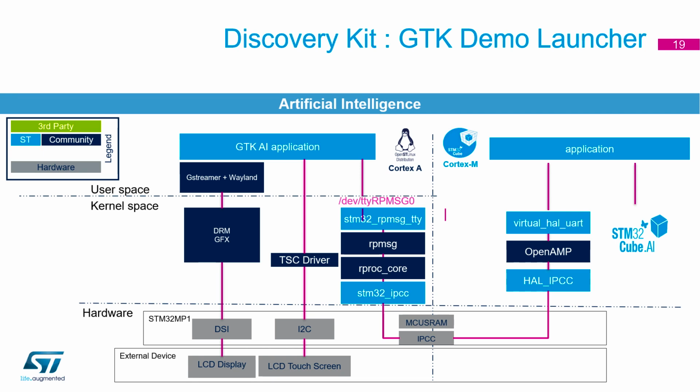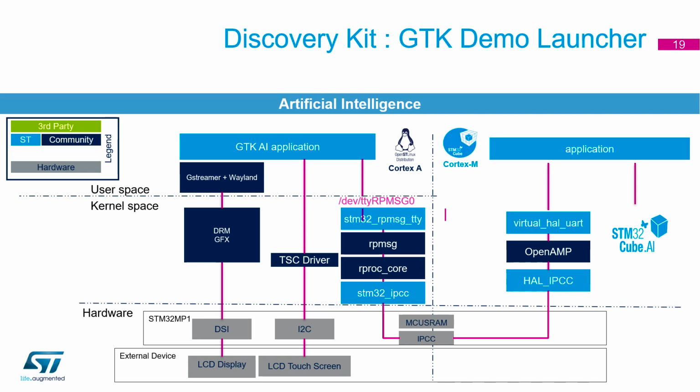So it stores the information in the MCU RAM, communicates to the Cortex-M core through the IPCC. Then on the Cortex-M side, the IPCC will signify to the Cortex-M core we've got a message. The OpenAMP application, which is the community application, will then take that message from the MCU RAM through the virtual HAL UART into the application, which is the AI application running on the Cortex-M, to do the analysis to decide exactly what character you have just drawn on the screen.